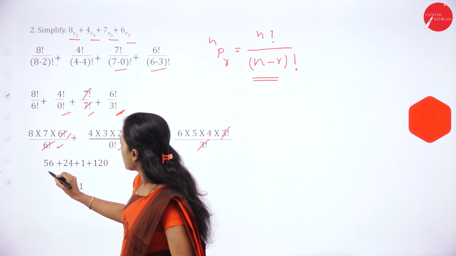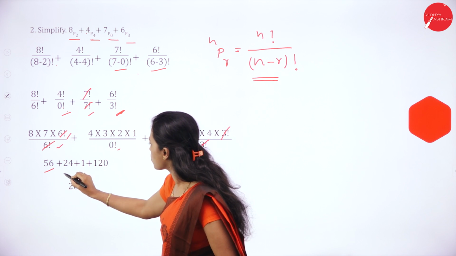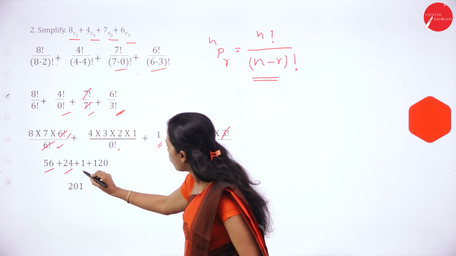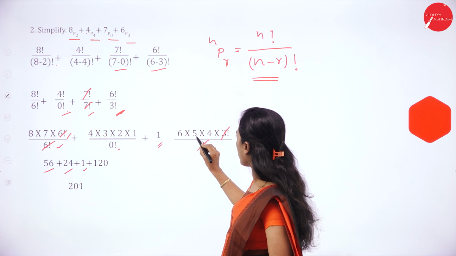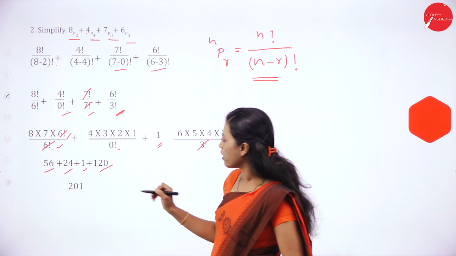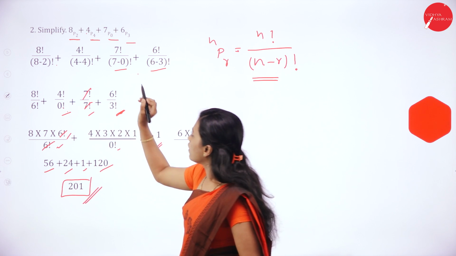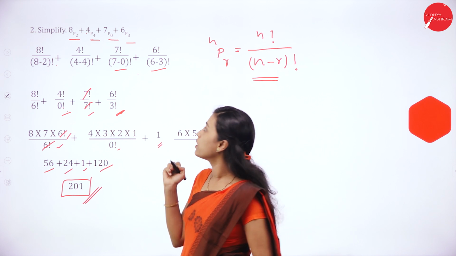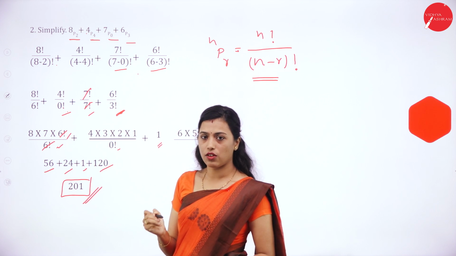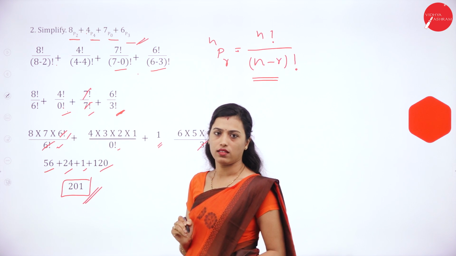8 into 7 is 56. 4 into 3 into 2 into 1 is 24. 1. 6 into 5 into 4 is 120. So total it is 201. So 8P2 plus 4P4 plus 7P0 plus 6P3 is 201.